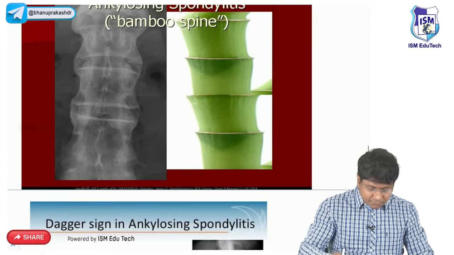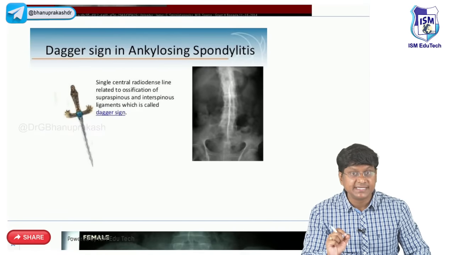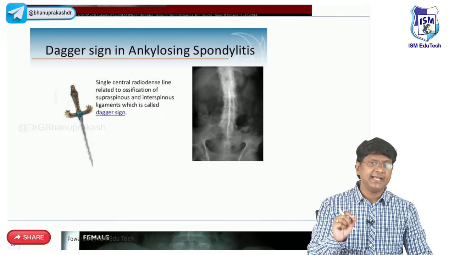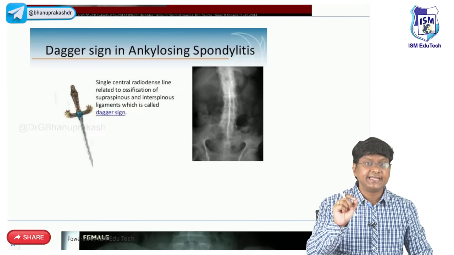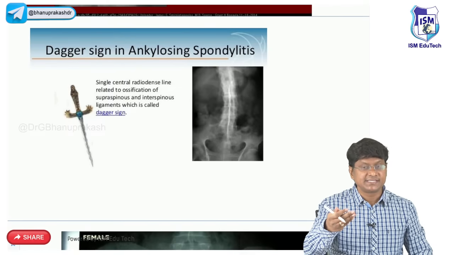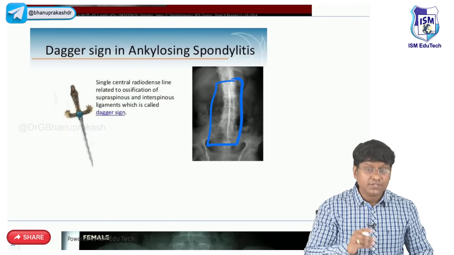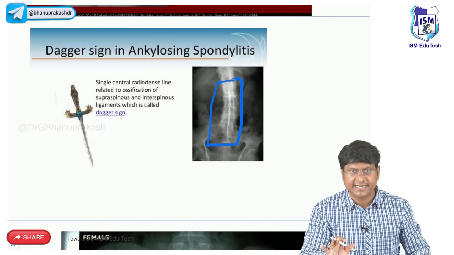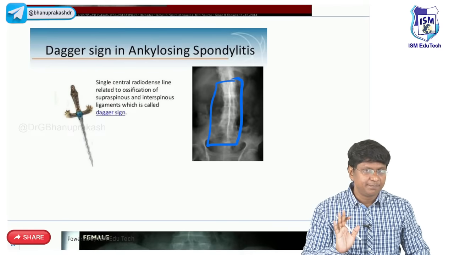Then next is the dagger sign. So what exactly is the dagger sign? In ankylosing spondylitis, it is nothing but the ossification of the supraspinous as well as the interspinous ligaments. That is what is called the dagger sign. That is very classical, and many times it has been asked in the previous years.